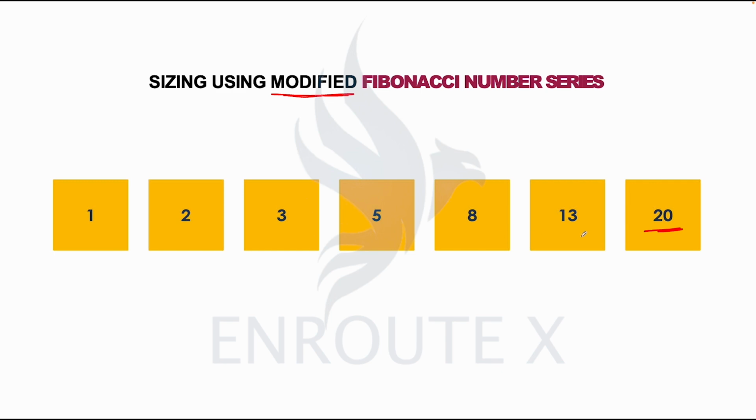8 plus 13 should give us 21, but that 21 had been modified to 20. After 20, the next number then became 40. The next number would have been 13 plus 21, which should give us 34, right? Instead of 34, it had been modified to 40. And after 40, under the modified Fibonacci sequence, we have 100.